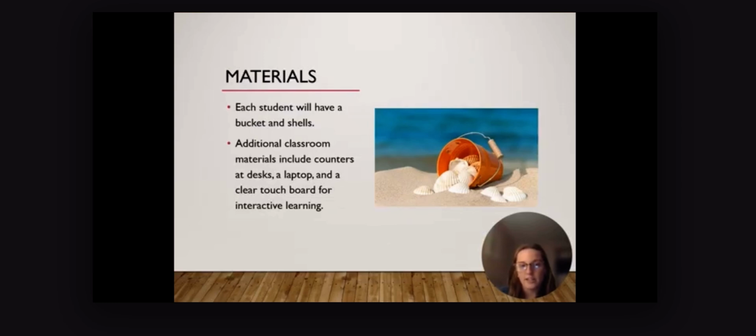Materials needed. Each student will receive a bucket and shells, and then additional materials would include the counters at the desks, the plastic counters, a laptop for myself, and a clear touch board for interactive learning.